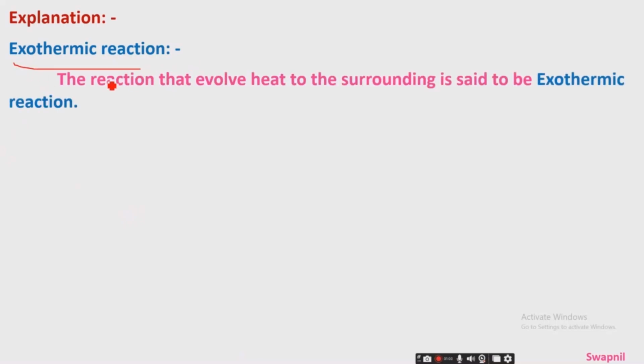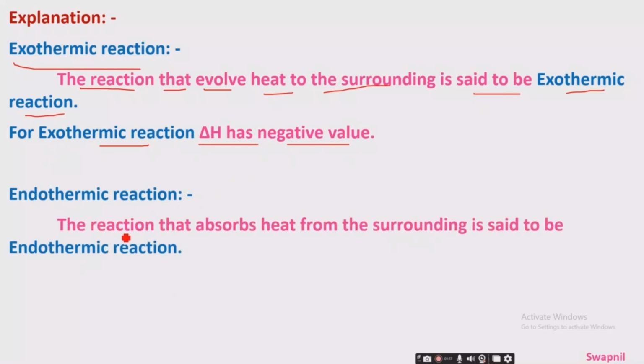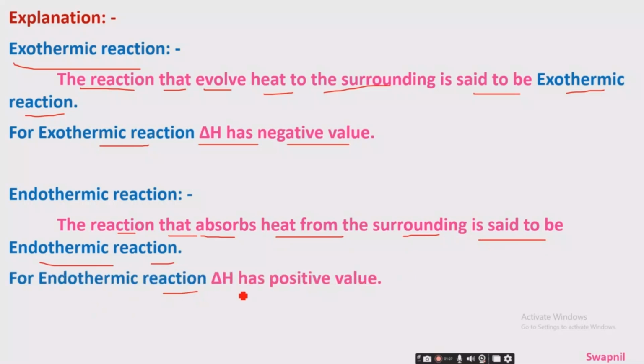So here is the explanation for this question. We know that the reaction that evolves heat to the surrounding is said to be an exothermic reaction, and for an exothermic reaction delta H has a negative value. The reaction that absorbs heat from the surrounding is said to be an endothermic reaction, and for an endothermic reaction delta H has a positive value. So the correct option is option D.